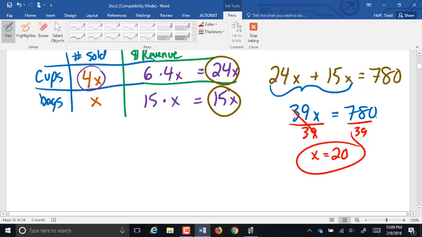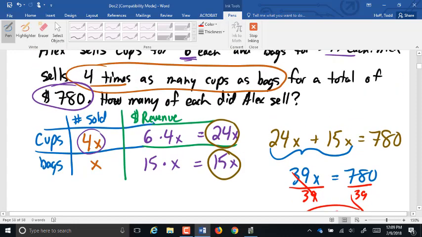Now it's really easy at this point to get excited. We wrote the equation, we solved the equation, we have an answer, but we're not done. We have to make sure we go back and answer the question. We were asked how many of each did Alex sell? Well, X represented the number of bags, that's 20. So there were 20 bags sold. Cups was 4X, so it's 4 times 20, or 80 cups sold.